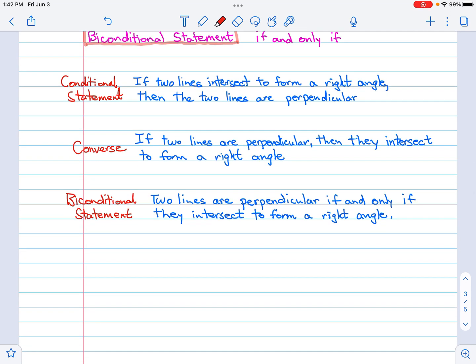Let's look at this biconditional. Two lines are perpendicular if and only if they intersect to form a right angle. That's the biconditional. And that's telling you if two lines are perpendicular, they form a right angle at their intersection. And it's also telling you if two lines intersect to form a right angle, then they are perpendicular. So it says both things. That's the if and only if. It works both ways.